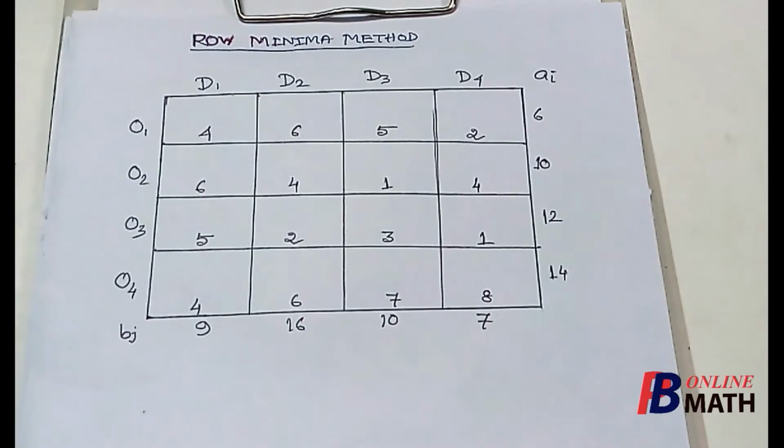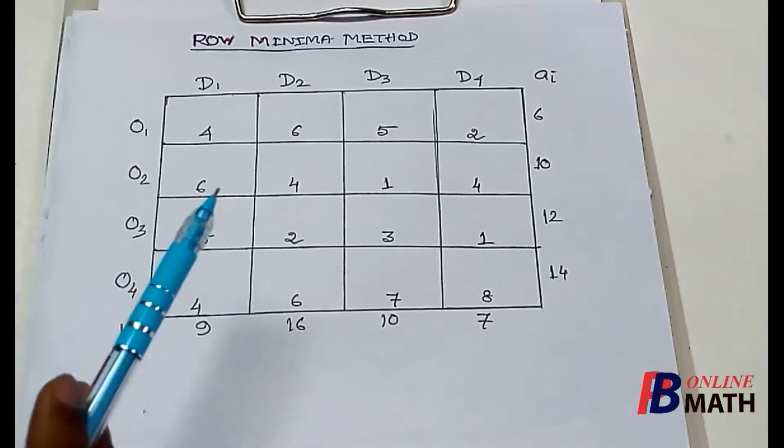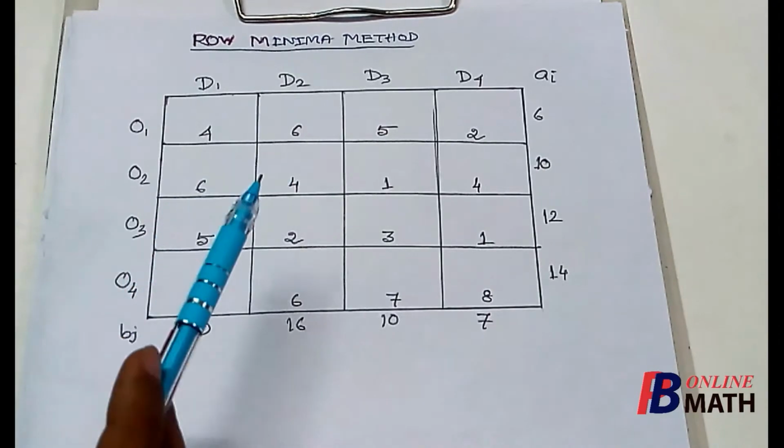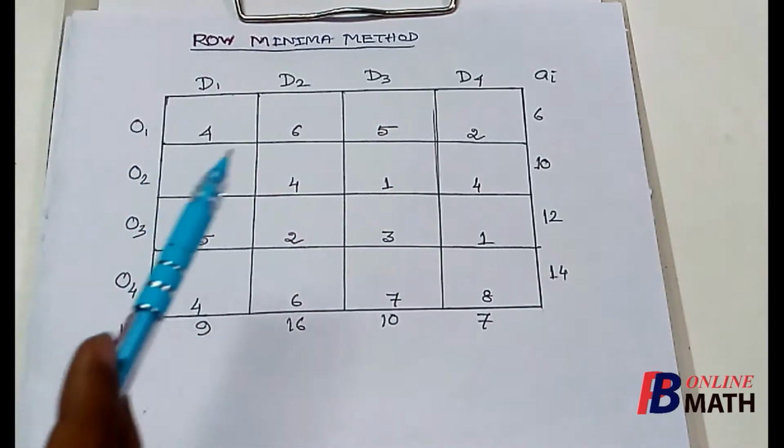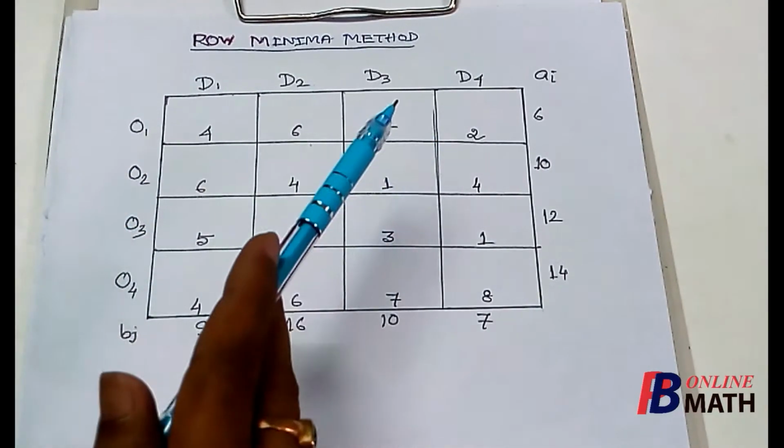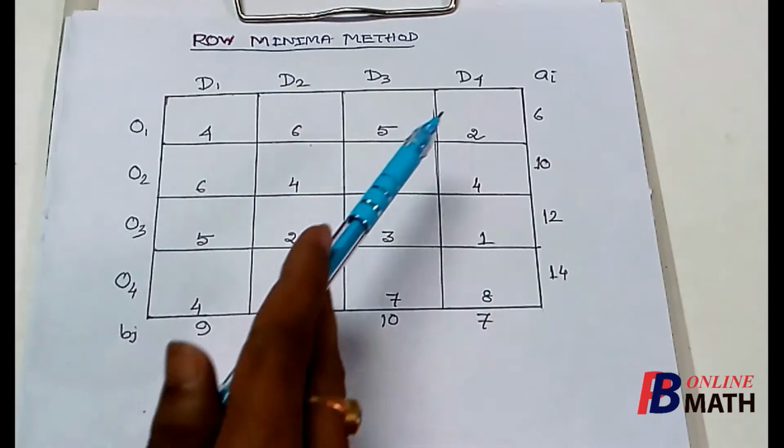Now in the row minima method, we find the minimum value from each row where the first allocation is made. That means we find the minimum cost value from each row. If we consider the first row, then we find that there are four cost values, 4, 6, 5 and 2. Out of these four values, 2 is the minimum. So the first allocation will be made in this cell.